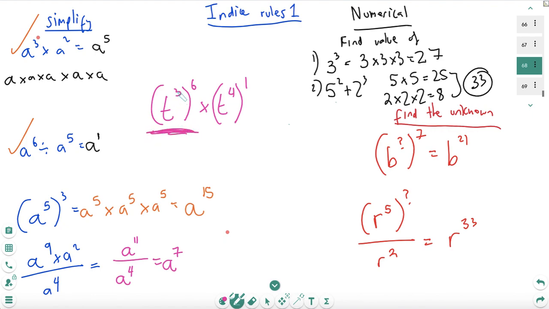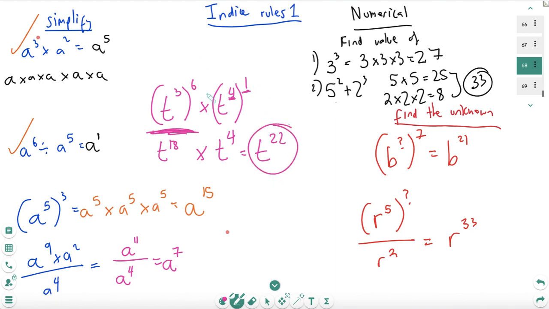Well, t to the power of 3 is being powered by 6. There's an indice on the inside and an indice on the outside, so we're going to multiply those together. So t to the power of 18, and that's being multiplied by this thing. So there's an exponent on the inside, exponent on the outside. Sorry guys, I'm switching my words. I'll call them exponents from now on. All right. So the inside-outside exponent rule gives t to the power of 4. And then we can use our multiplication rule where we have to add up the exponents. So t to the power of 22.